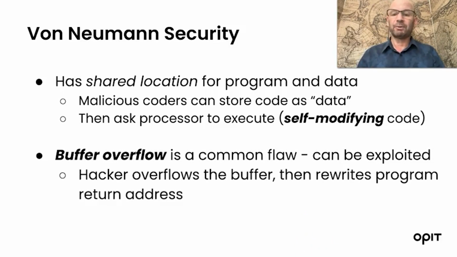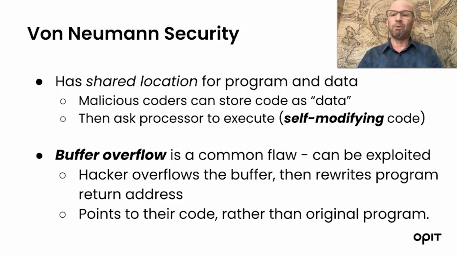And the buffer overflow is a common flaw, and this can be exploited and was exploited in early processor design. So a hacker overflows the buffer, then rewrites the program's return address. So because the buffer was overflown, we rewrite where the program comes back to, and it comes back to an area of malicious code, for example, and that code is then executed. So it points to the malicious code rather than the original program. And so now basically the hacker can run any code that they want, for example, access information or data that they shouldn't otherwise have access to. So that can be an issue.